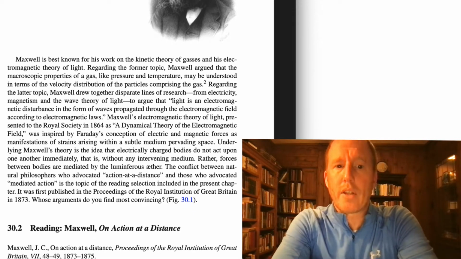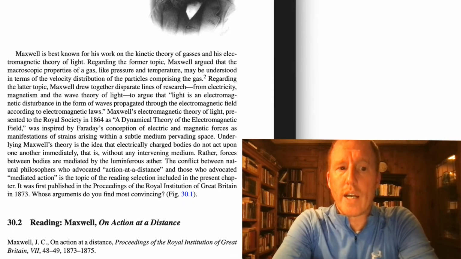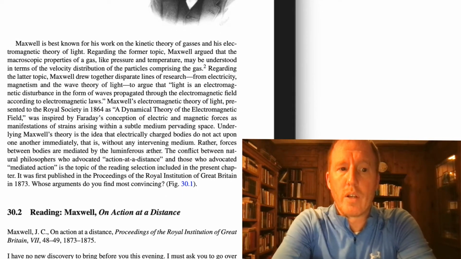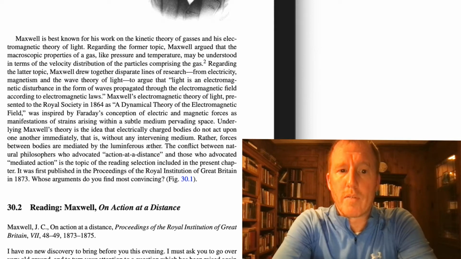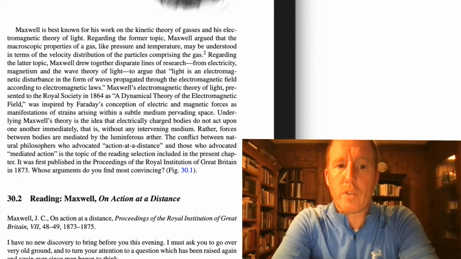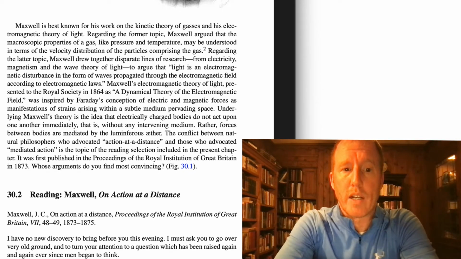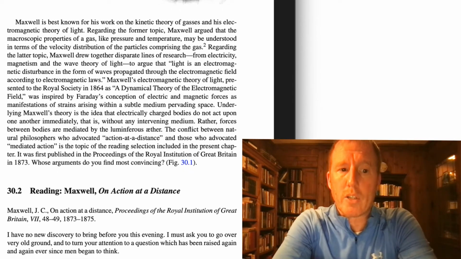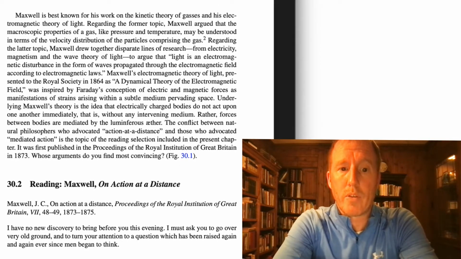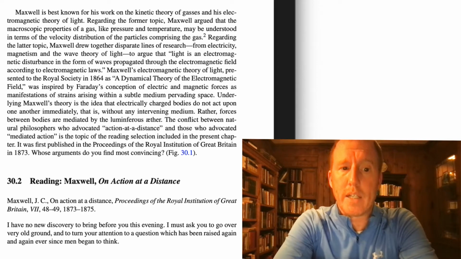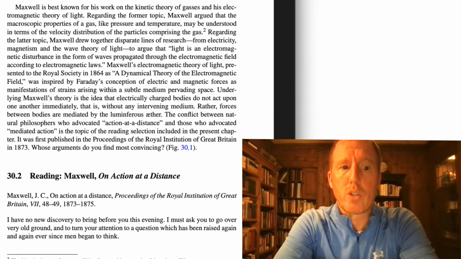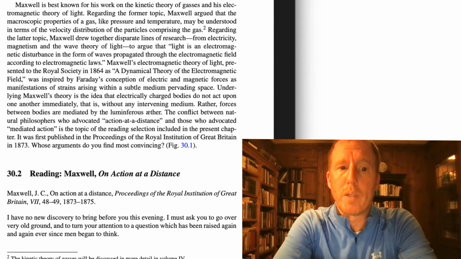Maxwell's electromagnetic theory of light, presented to the Royal Society in 1864 as, quote, "a dynamical theory of electromagnetic field," was inspired by Faraday's conception of electric and magnetic forces as manifestations of strains arising within a subtle medium pervading space. Underlying Maxwell's theory is the idea that electrically charged bodies do not act upon one another immediately, that is, without any intervening medium. Rather, forces between bodies are mediated by the luminiferous ether.